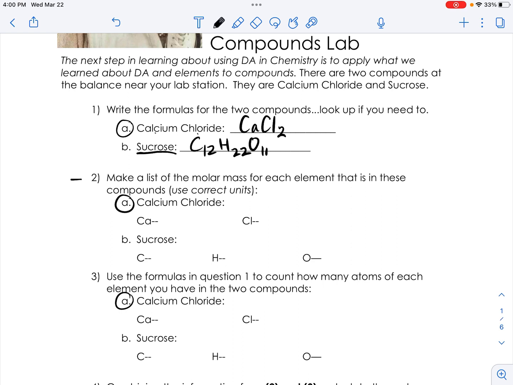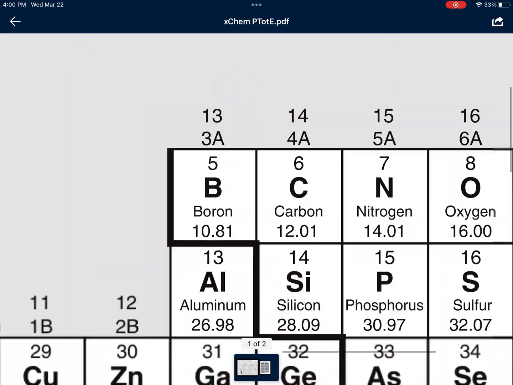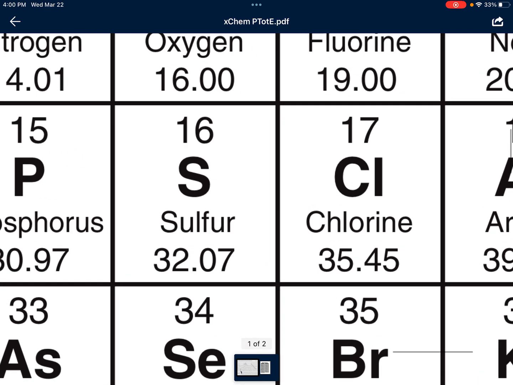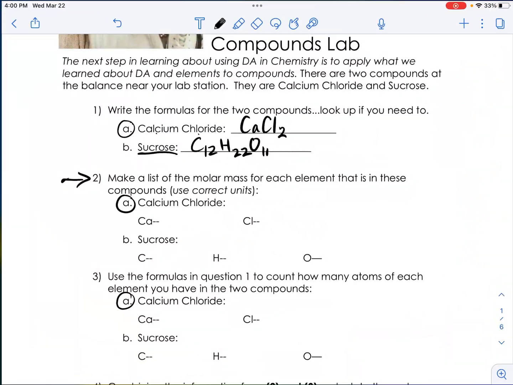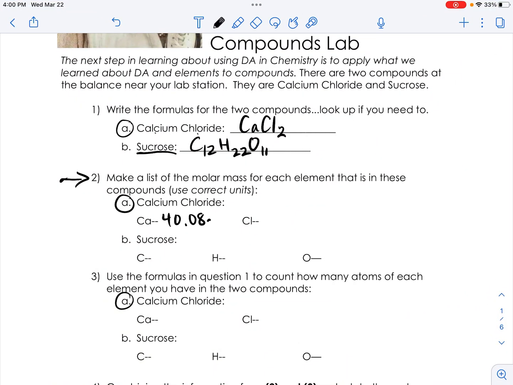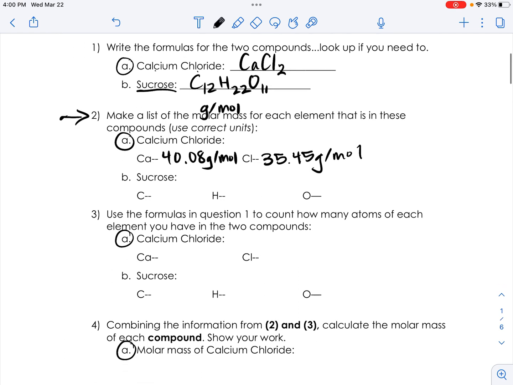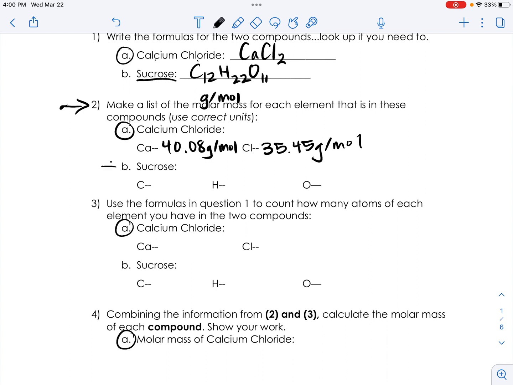Number 2 says make a list of the molar mass for each element in these compounds. So we need to find the molar mass of calcium and the molar mass of chlorine, and we do that using the periodic table, okay? So chlorine, 35.45 grams per mole. Calcium, 40.08 grams per mole. Remember that molar masses always have the units grams per mole, and we always get that information off of the periodic table. Okay, now we're done with number 2 for calcium chloride. You'll have to do that for sucrose.